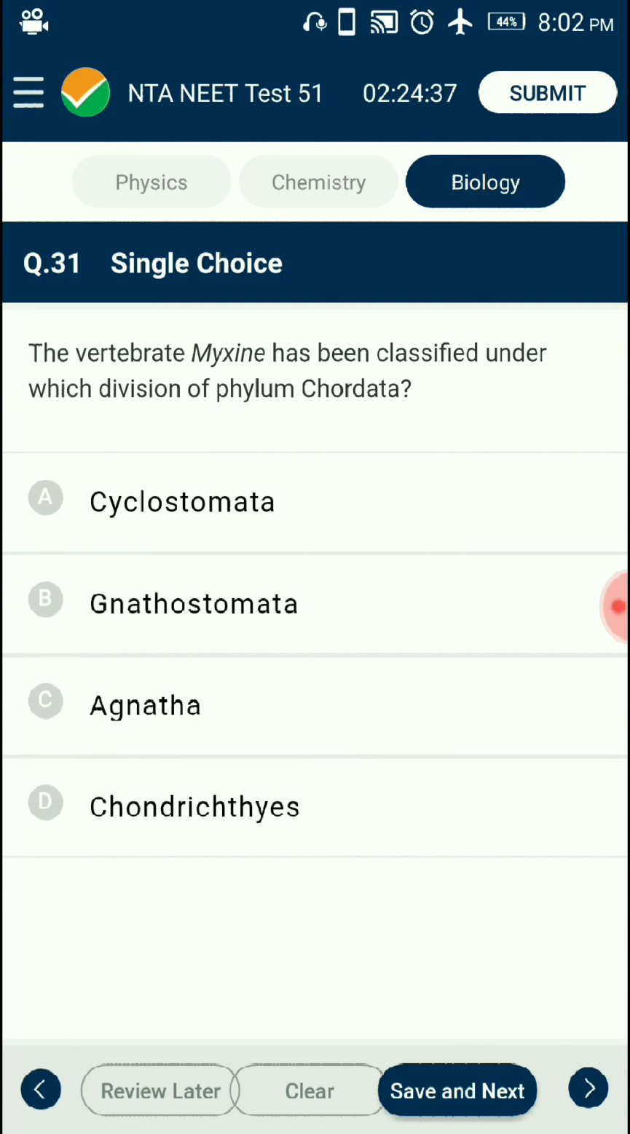Question number 31. The vertebrate Myxine has been classified under the phylum Chordata. Myxine, generally called hagfish, is a jawless vertebrate which is classified under the class Cyclostomata under the division superclass Agnatha. All living members of the class Cyclostomata are ectoparasites on some fishes. Other examples include Petromyzon. So the answer for this question is option C, Agnatha.